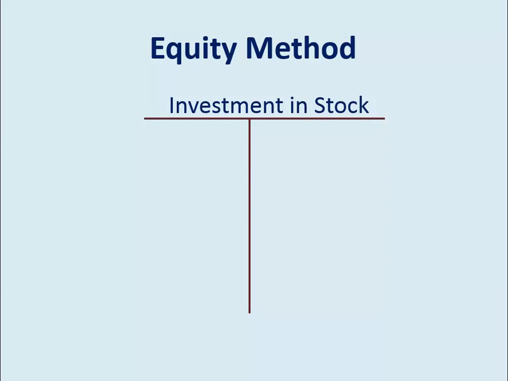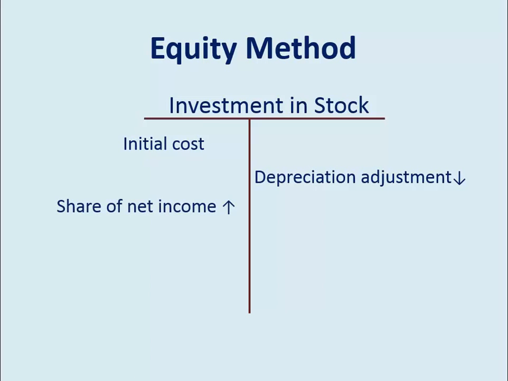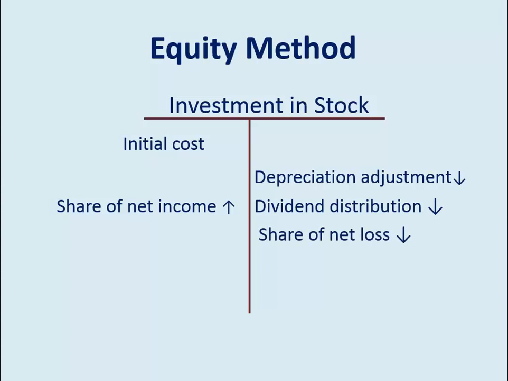Using the equity method, think of your investment asset account as a mirror image to the company you've invested in, to their retained earnings, only yours is going to be at the percentage that you own. So let's say they have $100,000 net income and you own 30%. You're going to increase your investment account $30,000, or 30% of the total net income. Initial cost, depreciation adjustment will decrease it. Share of net income will increase it. Dividend distribution will decrease it. Share of net loss will decrease it.